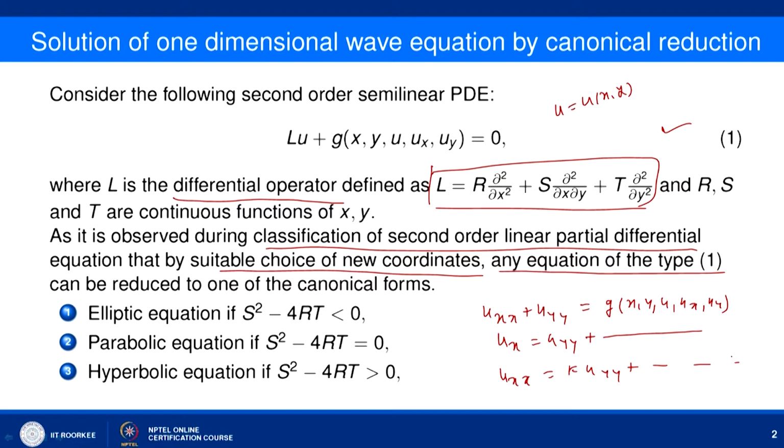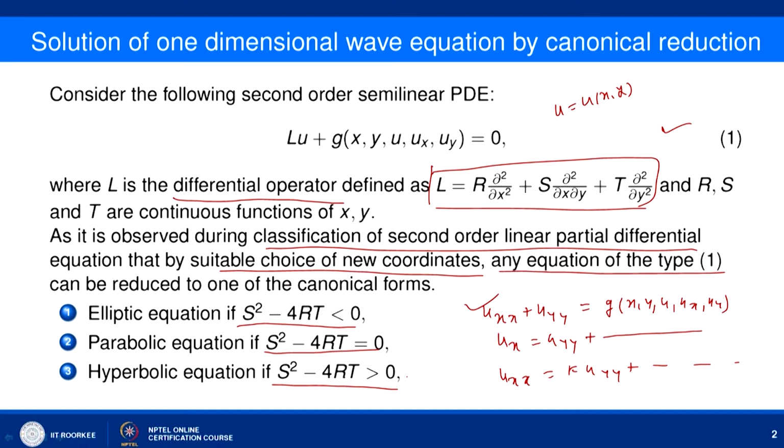We call this an elliptic equation if s squared minus 4rt is less than 0, where s is the coefficient of the mixed partial derivative ∂²/∂x∂y, r is the coefficient of ∂²/∂x², and t is the coefficient of the other double derivative ∂²/∂y². If s squared minus 4rt is less than 0, it is elliptic; parabolic when s squared minus 4rt equals 0; and hyperbolic when s squared minus 4rt is greater than 0.